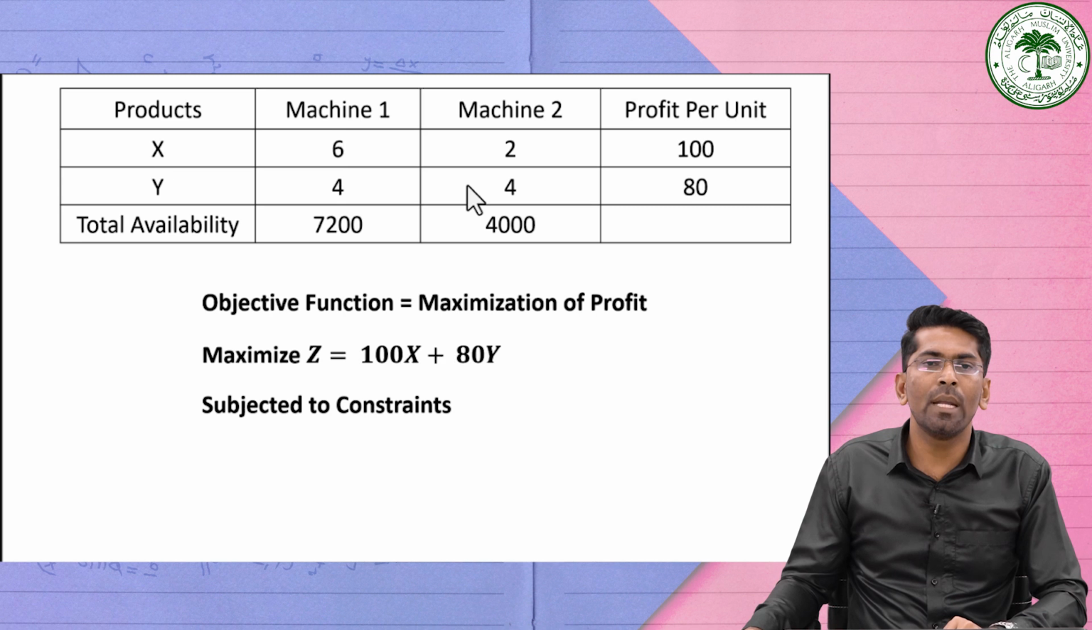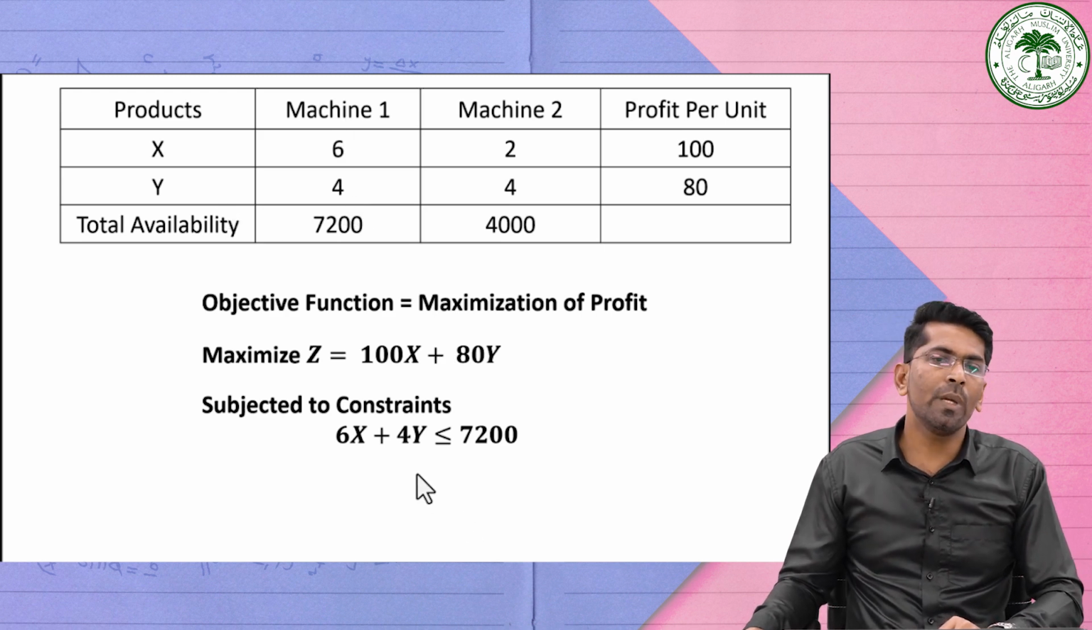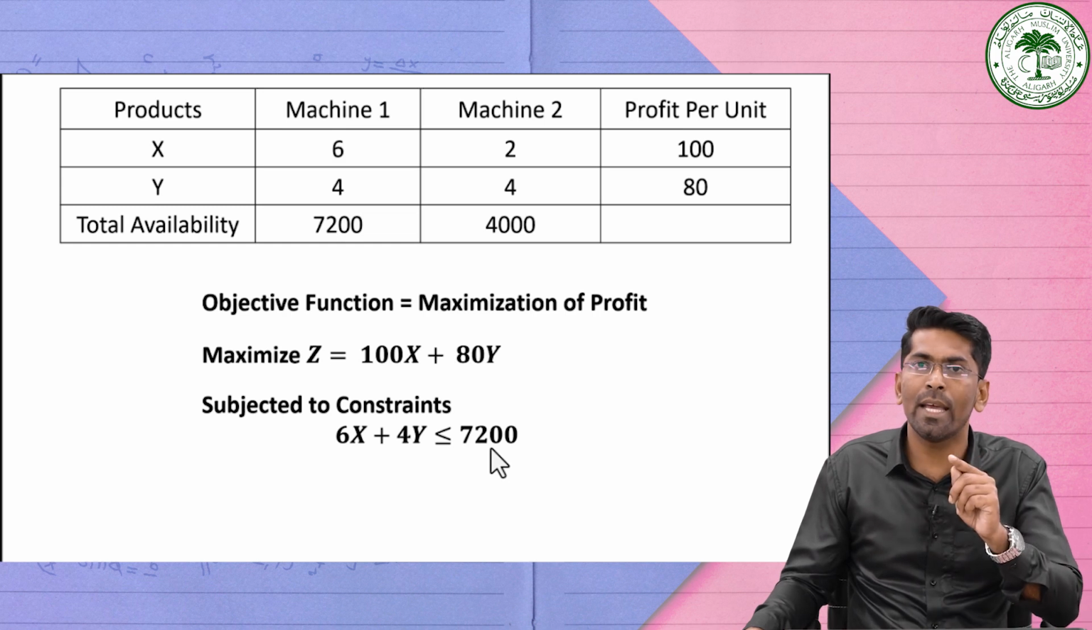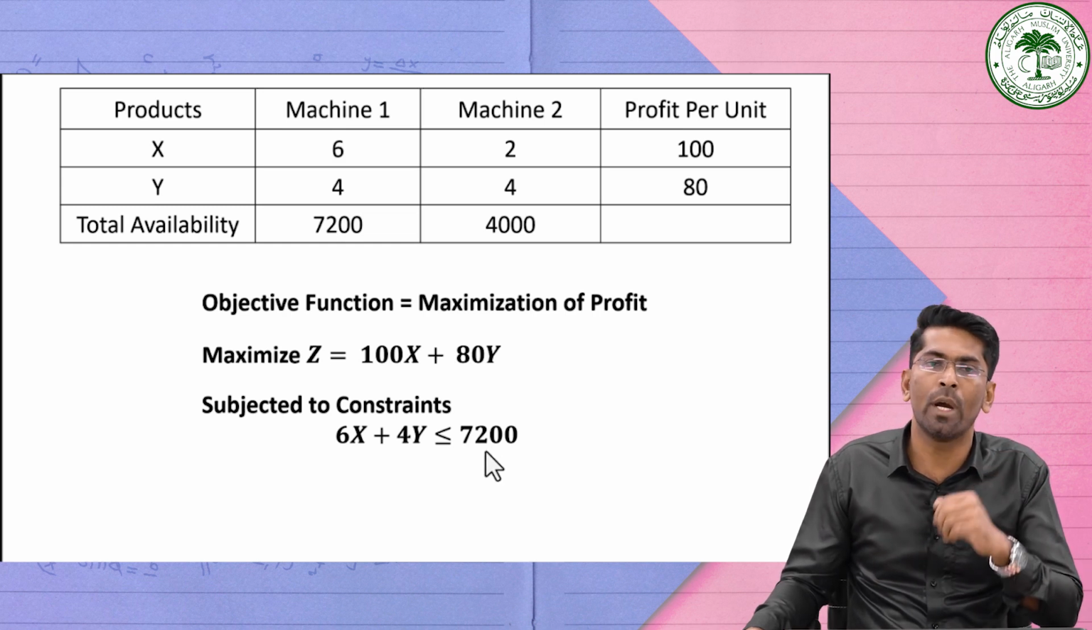Now by considering these two constraints, we are going to frame the constraint here. It is 6x plus 4y which is less than or equal to 7,200. From machine 1, we know that commodity X is using 6 units per hour and 4 units per hour of machine 1 for producing commodity Y. So the given objective function is subjected to the constraint 6x plus 4y less than or equal to, that means maximum of 7,200.